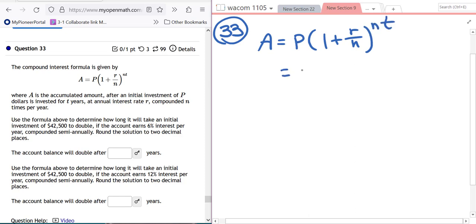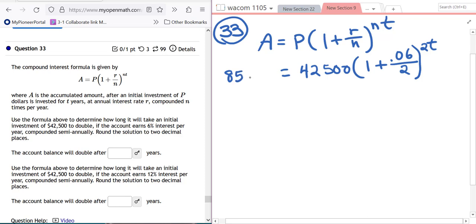And the P, they told us, 42,500. 1 is a constant. R is your rate. You switch it to a decimal. So 0.06. Compounding intervals, N is 2, and that is in 2 places. T is what you don't know. And this A you know because they said this is going to double, right? And we'll go ahead and just double the number. So times 2, and it gives us 85,000. All right, so we're good.